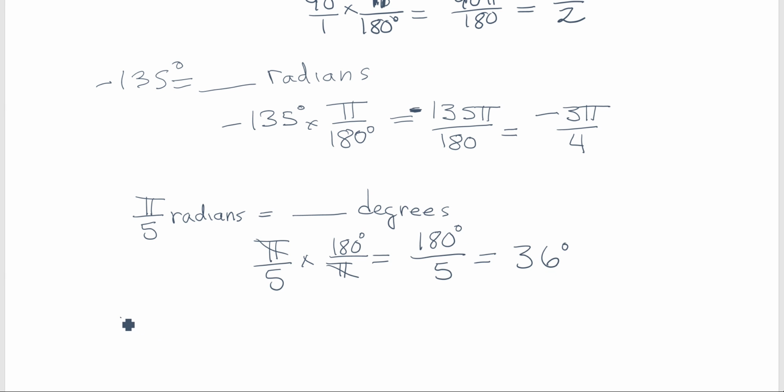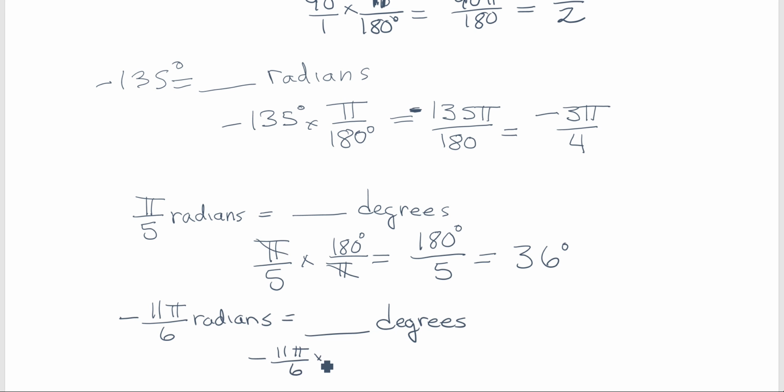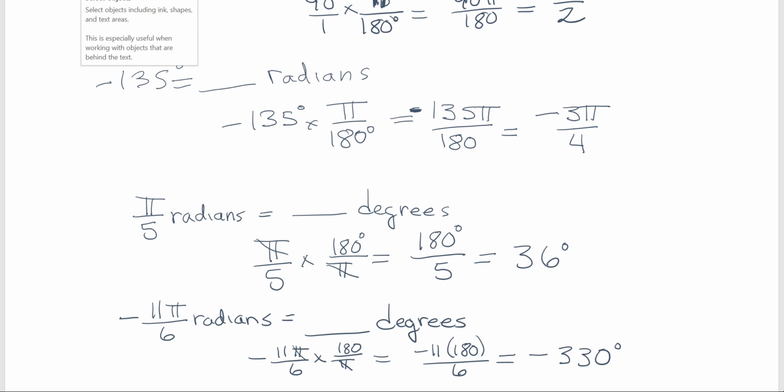And let's say I have negative 11 pi over 6 radians, and I want to write that one in degrees. I'm going to take negative 11 pi over 6 and multiply it by 180 over pi. The pi's would cancel, so I'll have negative 11 times 180 divided by 6, which would give me negative 330 degrees. Now the first two that we did converting into radians, we left in terms of pi.